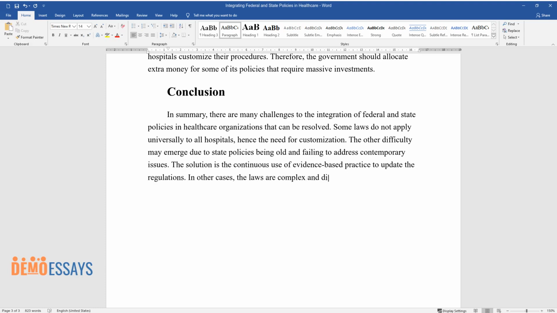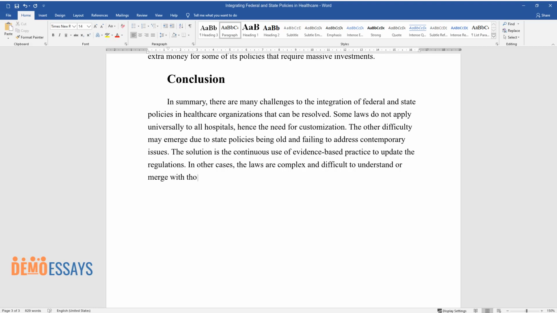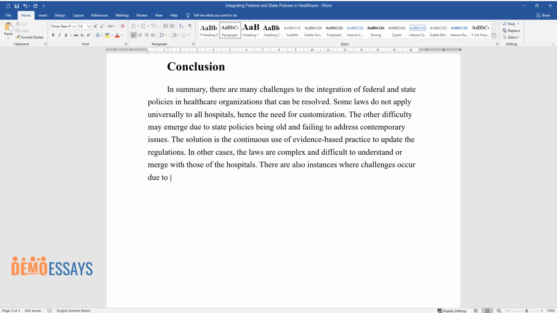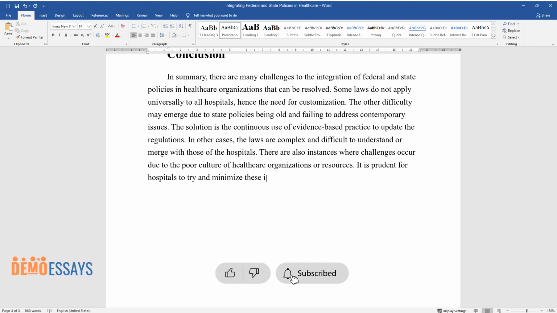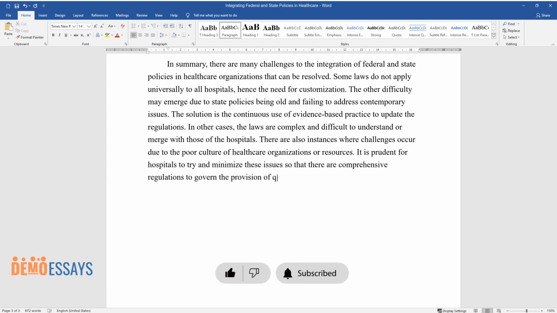In other cases, the laws are complex and difficult to understand or merge with those of the hospitals. There are also instances where challenges occur due to the poor culture of healthcare organizations or resources. It is prudent for hospitals to try and minimize these issues so that there are comprehensive regulations to govern the provision of quality care.